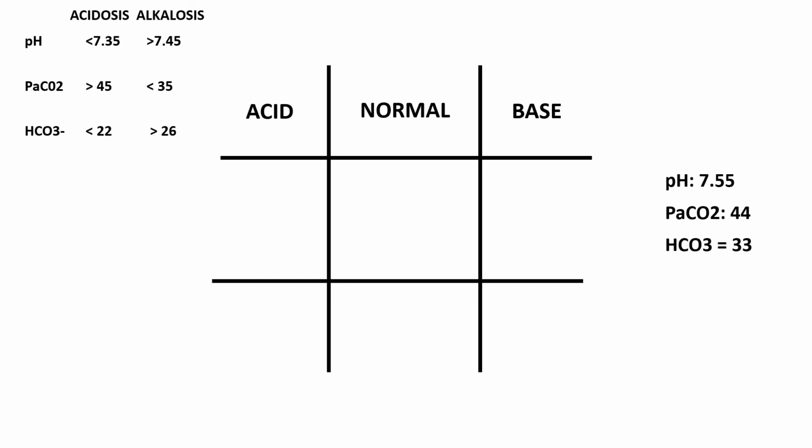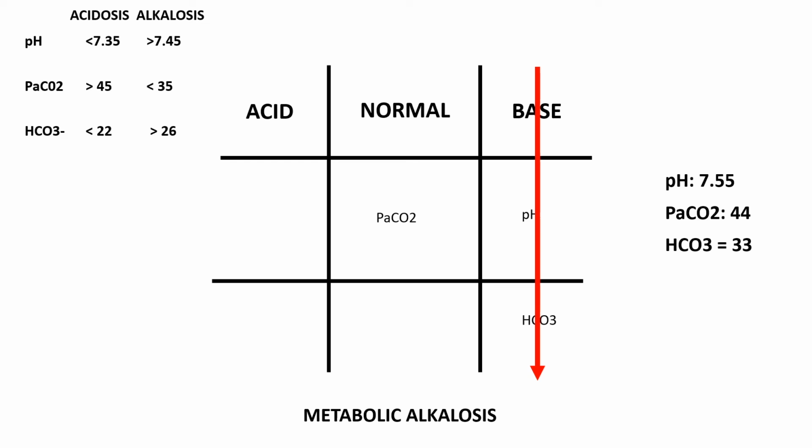Here we have our pH of 7.55, a PaCO2 of 44, and a bicarbonate of 33. Well, the pH is 7.55. It is greater than 7.45, so therefore it is a base. The PaCO2 is 44, which is actually normal. And the bicarb, or HCO3, is 33, so it is on the base side. So if you play tic-tac-toe, we have metabolic alkalosis.